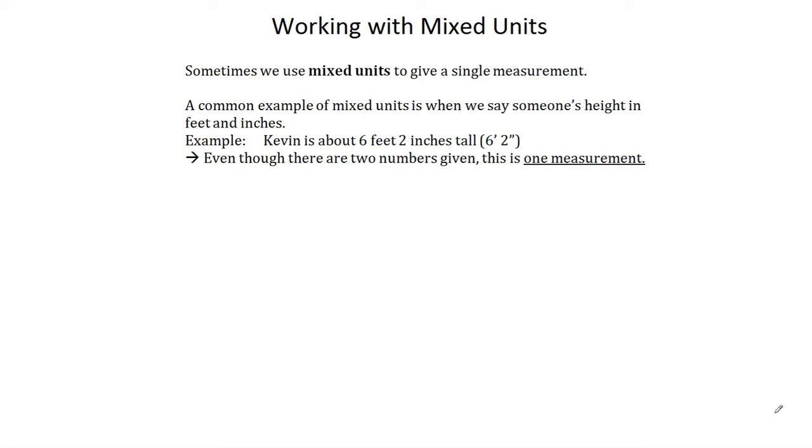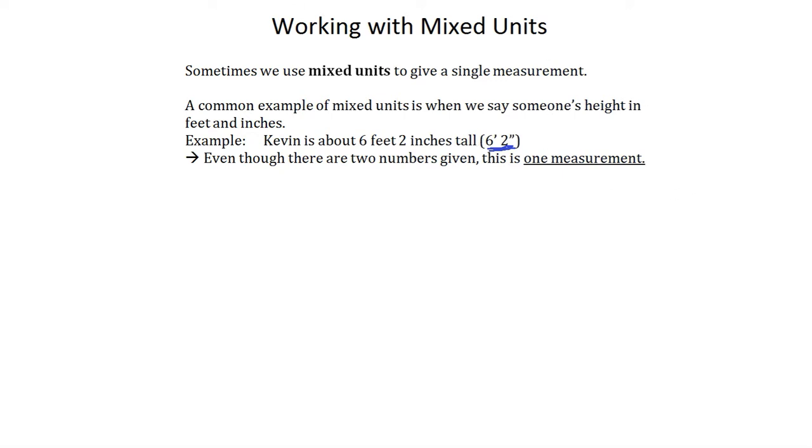And a lot of people will use the abbreviation here, with the apostrophe on the 6 and the quotation on the 2, or a single quote and a double quote, 6 feet 2 inches. That right there, that's pretty common how you would see that abbreviated. So in case you ever see that, that's 6 feet 2 inches.